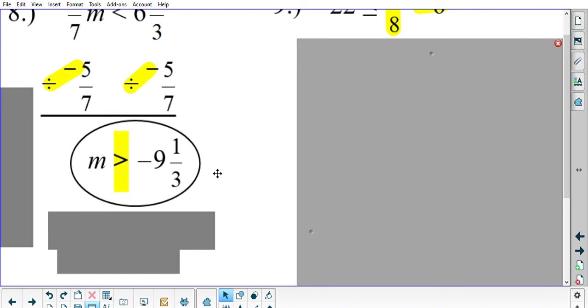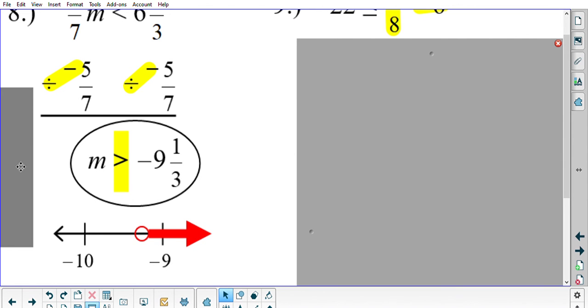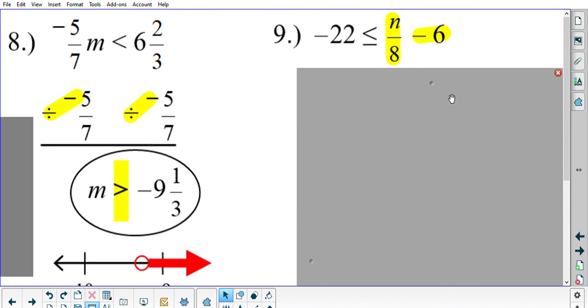Since the answer has a mixed number piece, then we have to figure out that this is in between negative 10 and negative 9. It's going to be a little bit closer to the -9, and you're going to shade to the right since m is greater than the number. And notice it's an open circle on the graph because this inequality symbol did not have the or equal to bar underneath it.